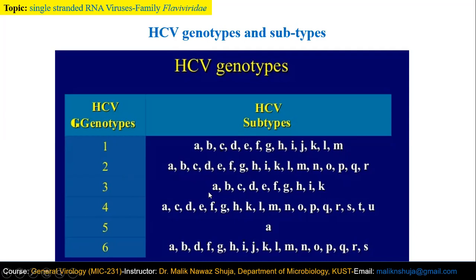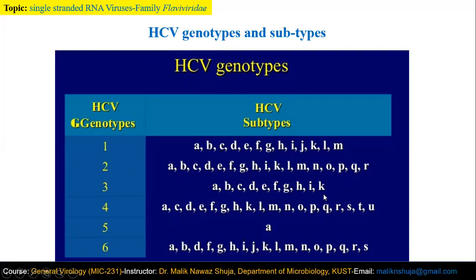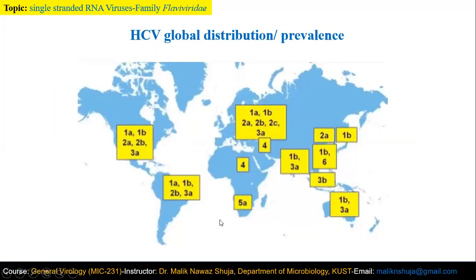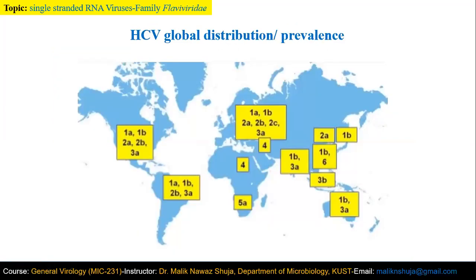In genotype 3, we have A, B, C up to K. And in genotype 4, these are the subtypes of 4. In genotype 5, we have only one subtype, that is A. And in genotype 6, we have A, B, C up to S. So these rows present the subtypes of each genotype.